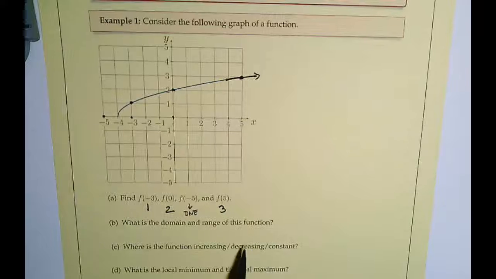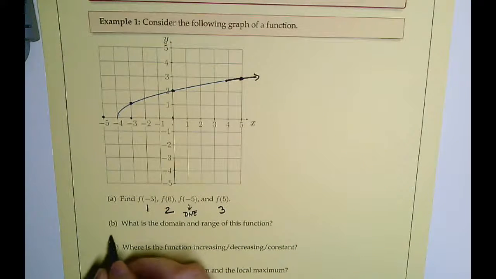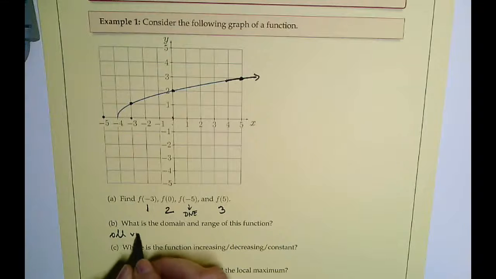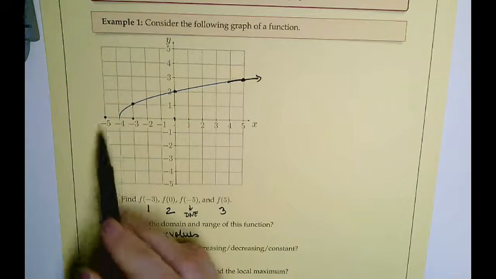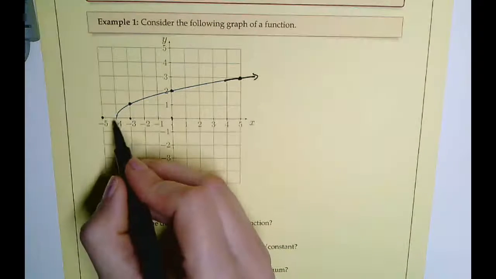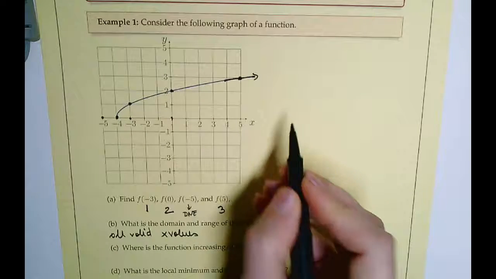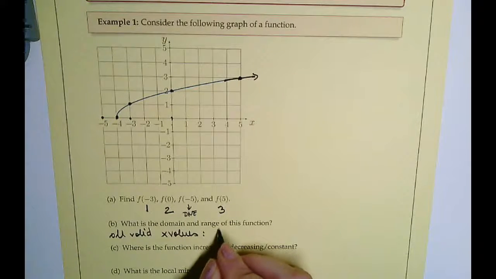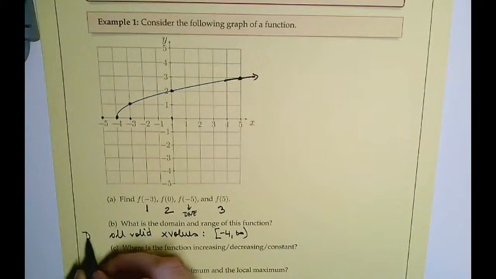What is the domain and range of this function? So the domain, remember, the domain is all valid x values. So we saw that -5 was not a valid input. So the first valid input is x equals -4 and all the way to infinity. So it will be -4 to infinity for the domain.